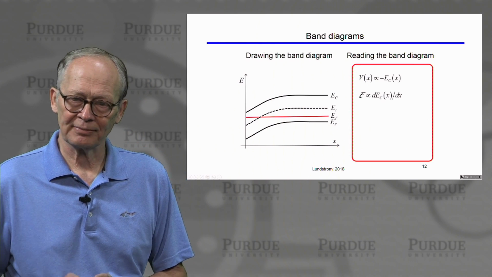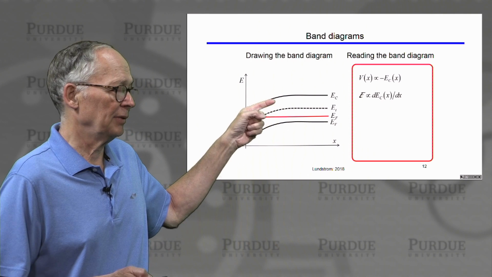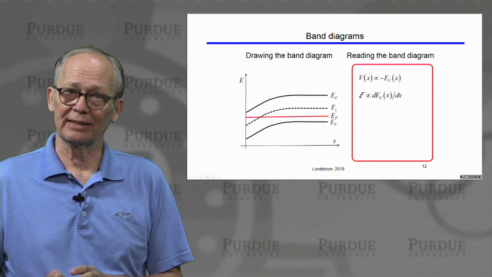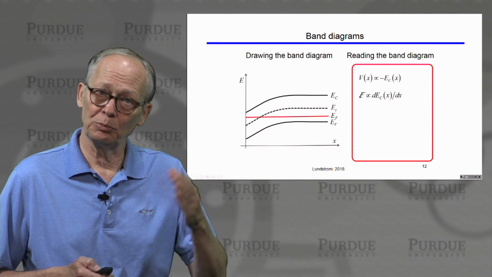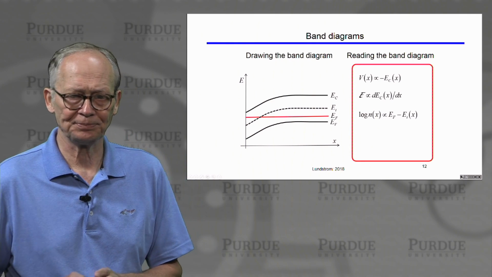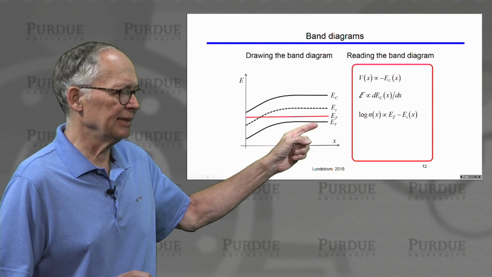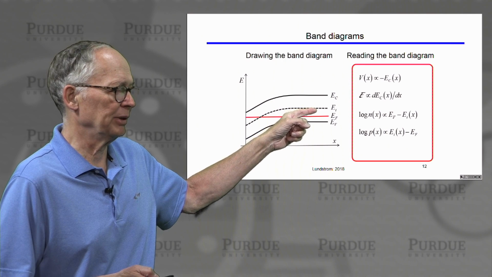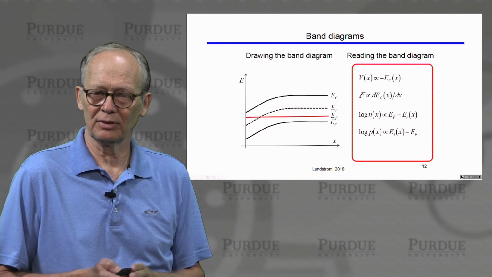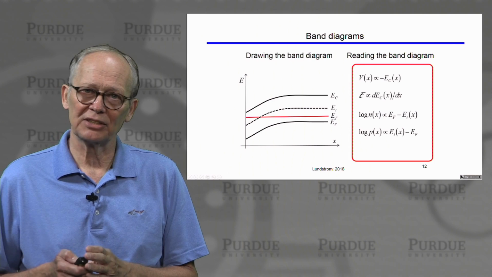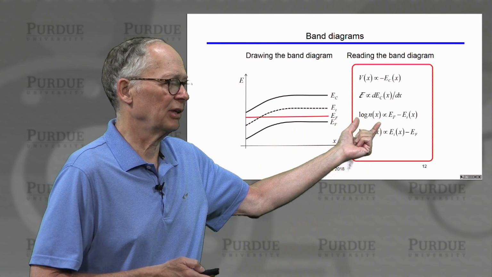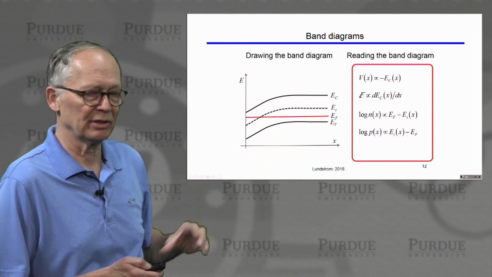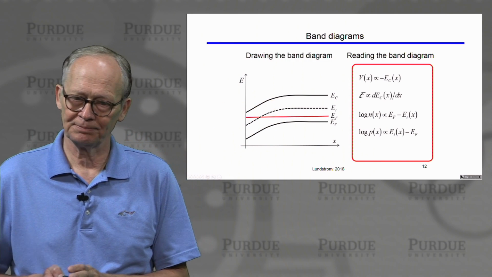It doesn't matter. We know that the slope of the conduction band, or intrinsic level, or valence band is proportional to the electric field. So we'll just take its slope. We can sketch the electric field versus position. And we know that the electron density and the hole density are related to the separation between the intrinsic level and the Fermi level. There's an exponential relation there. So the log of the electron concentration is just proportional to the difference between the Fermi level and the intrinsic level. Same thing for holes.